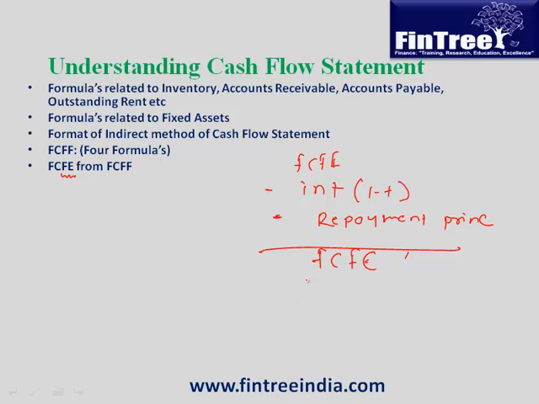Okay, so FCFF minus interest into 1 minus t minus repayment of principal. If you've taken fresh loan, then we are going to add that, and if you repay the principal, then we are going to minus it, and then you would get FCFE.